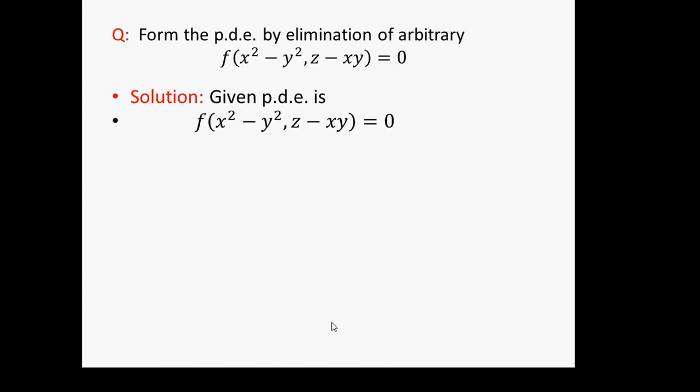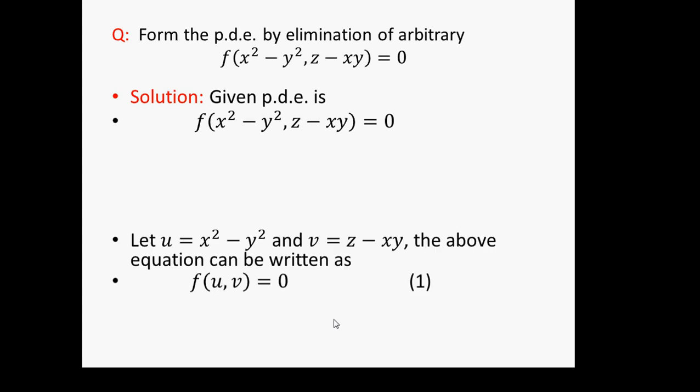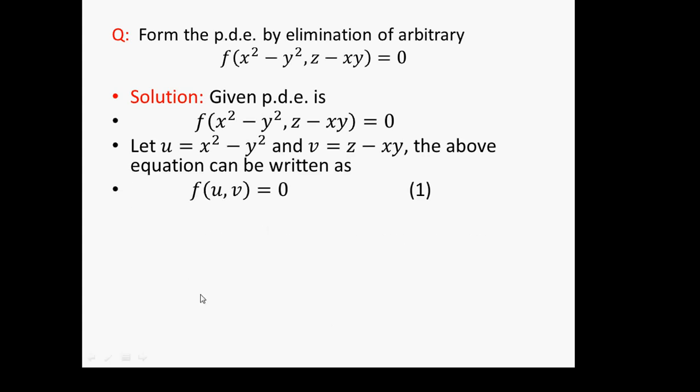Now in this solution, first of all we have to write the given partial differential equation, here f of x square minus y square, z minus xy is equal to 0. Let us suppose that u is equal to x square minus y square and v is equal to z minus xy. Then this given equation can be written in the form f of u comma v is equal to 0, and we denote this as equation number 1.